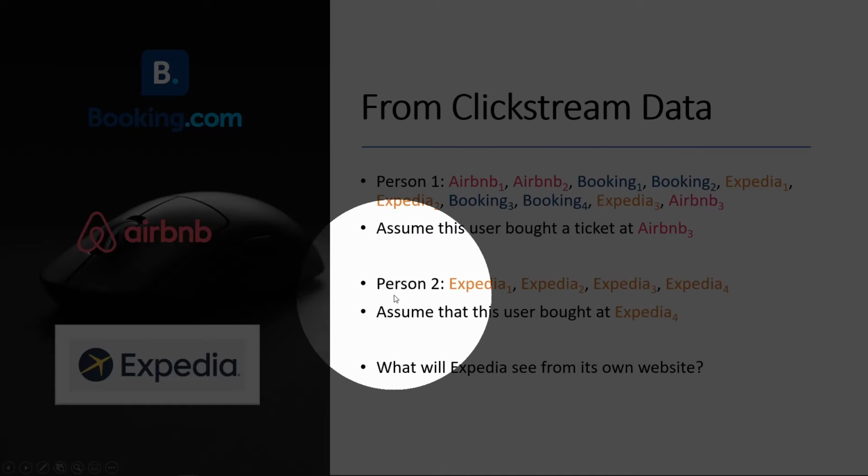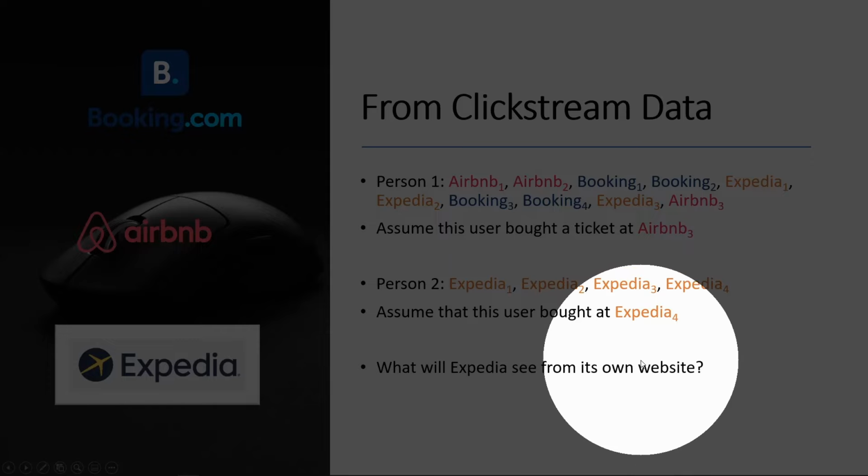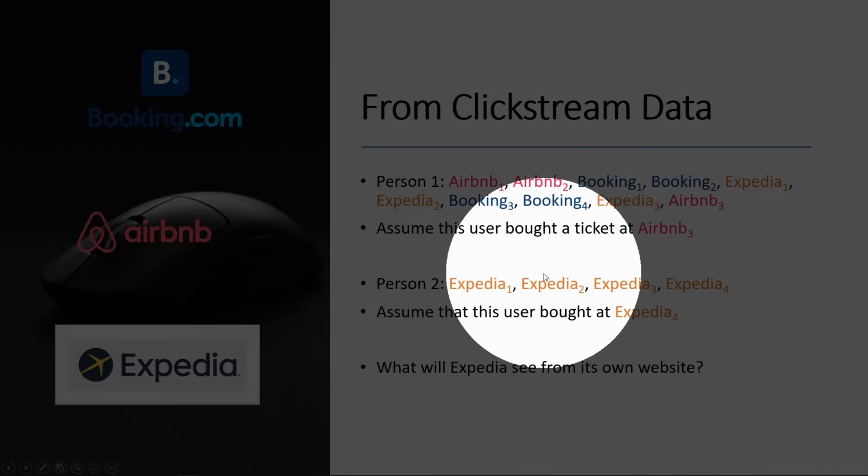Now there's a second person. So this person has visited Expedia 1, 2, 3, 4 times, and this user eventually bought the ticket at Expedia. So my question for you is, what will Expedia see on its own website between these 2 people?